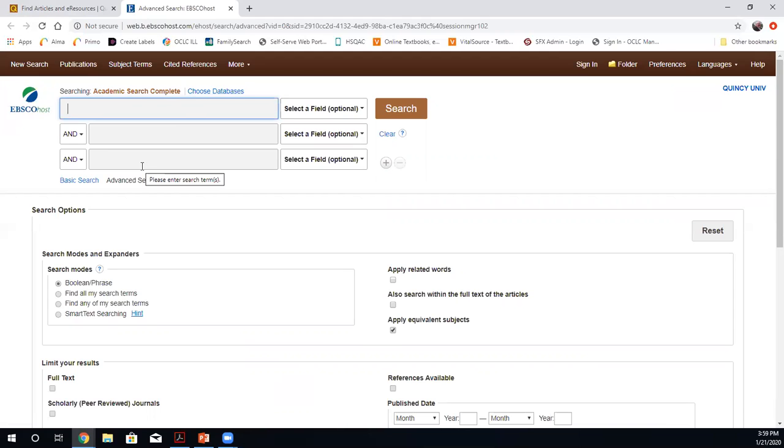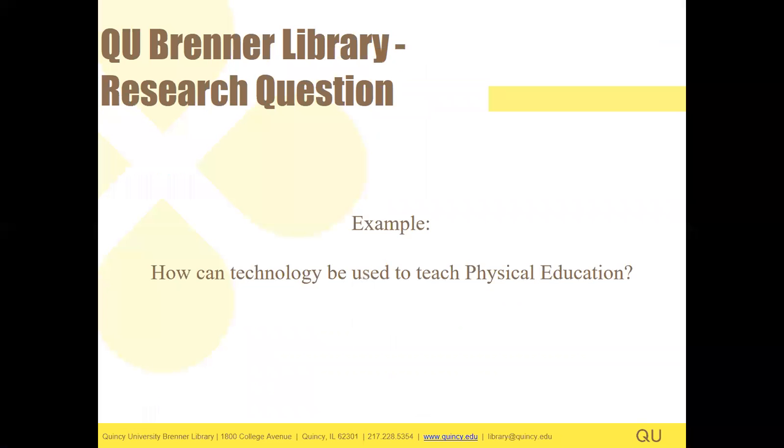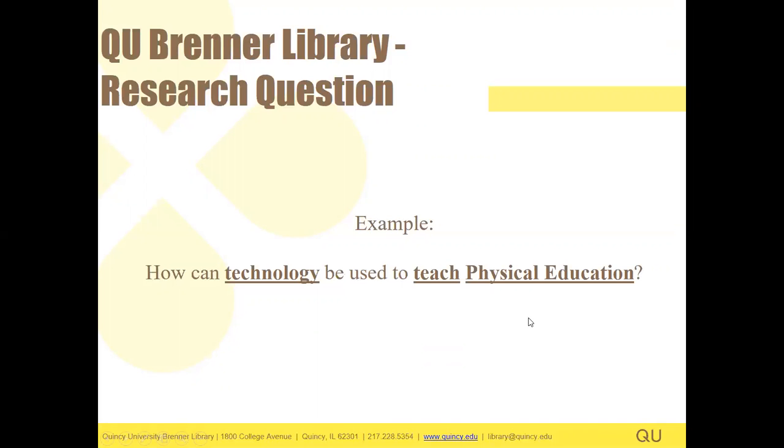So the first thing you need to do is start with a research question. What main question do you have that you want to have the answer to by the time you finish your research? Such as, how can technology be used to teach physical education? From that, now I want to pick out 3 keywords or 3 key phrases. So I pick out technology, teach, and physical education.